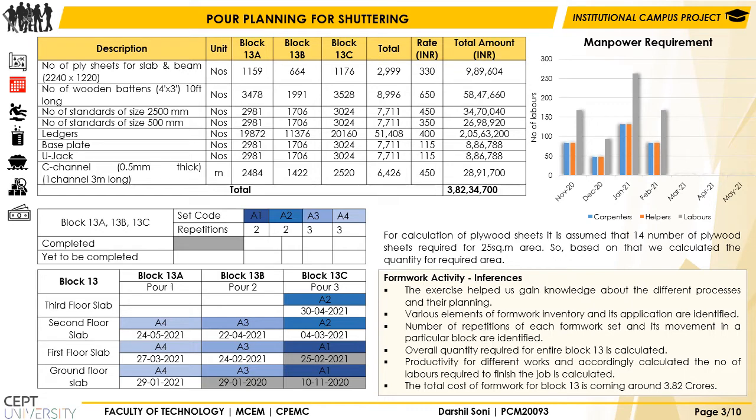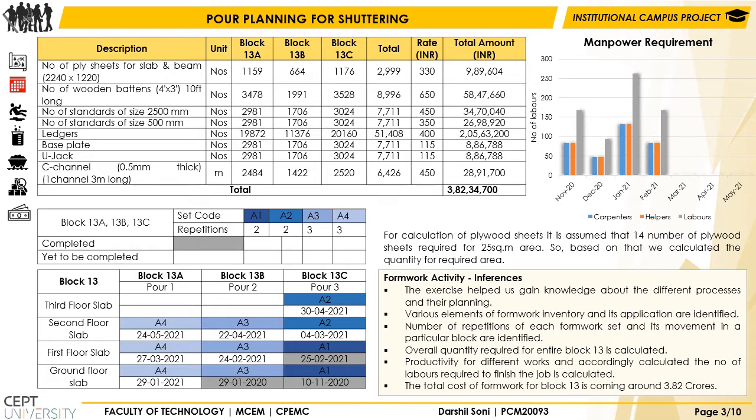This is the pour planning for the shuttering. In this exercise, various elements of the formwork inventory and their applications are identified. Then the number of repetitions of each formwork set and its movement in the particular block are identified. The overall quantity required for the entire block 13 is calculated.